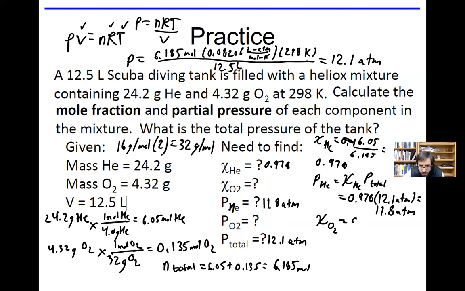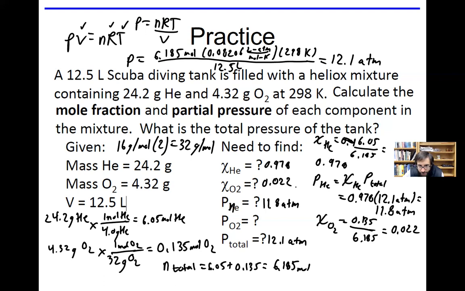Our chi oxygen is 0.135, that was our number of moles of oxygen, divided by our total number of moles, 6.185. If we divide that out, we should get something like 2.2%, because our total mole fraction has to be equal to 1. And we do indeed get 2.2% or 0.022.